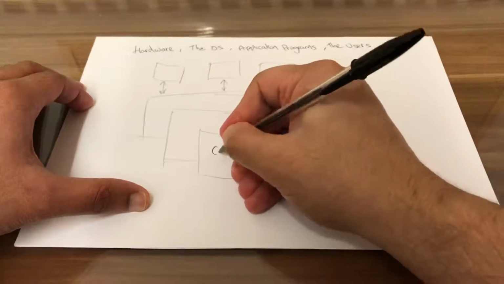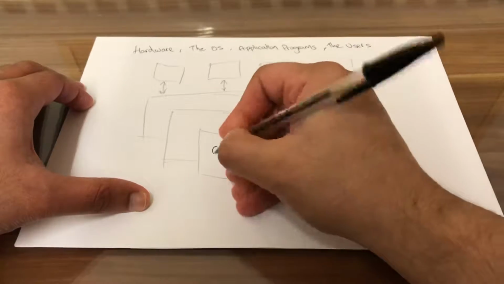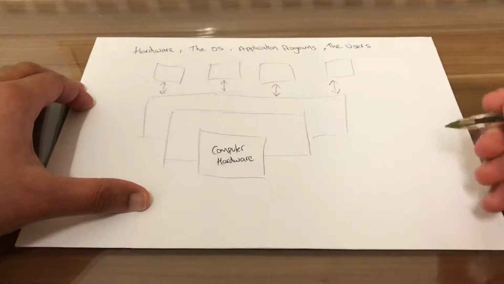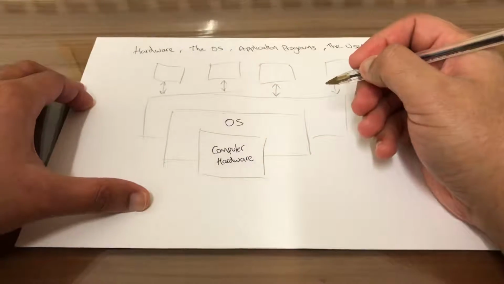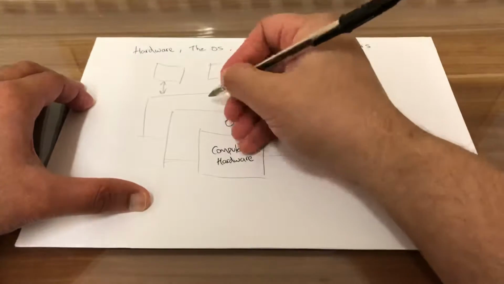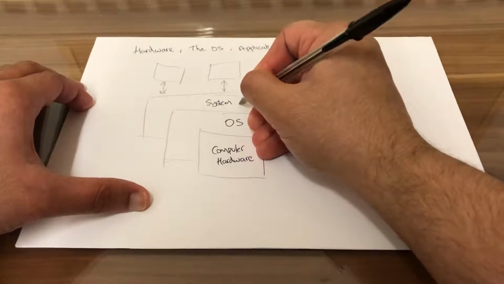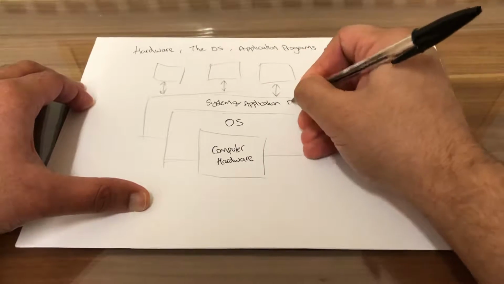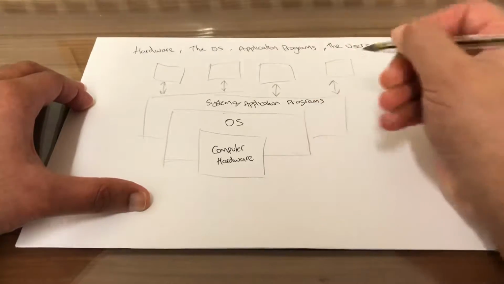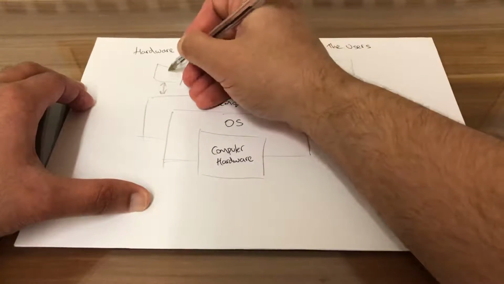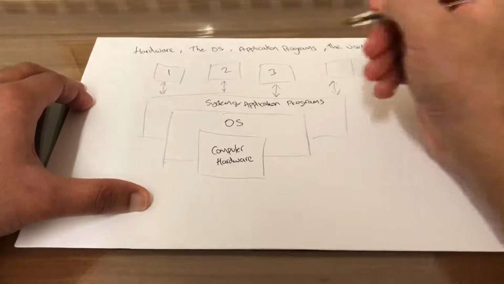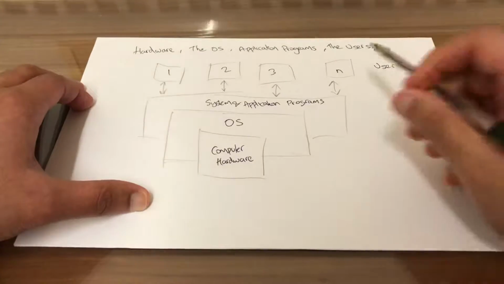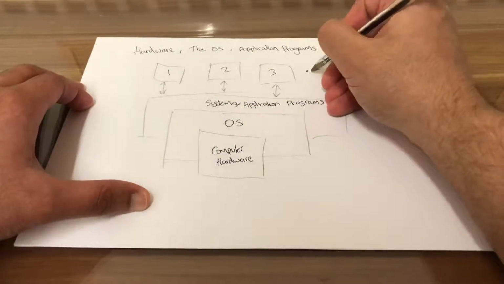Computer hardware, operating system, and application programs, and then user 1, 2, 3, and I'll just say user on the right hand side so you know 1, 2, 3, a couple of dots here.